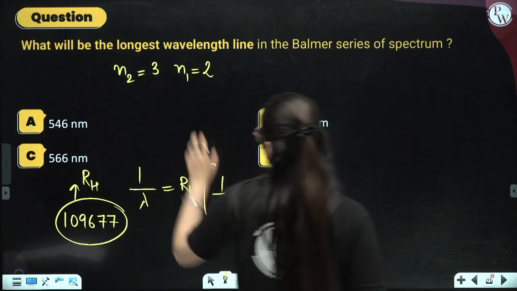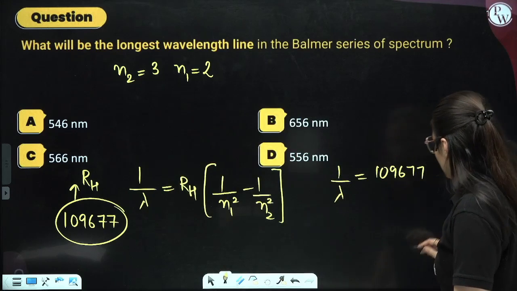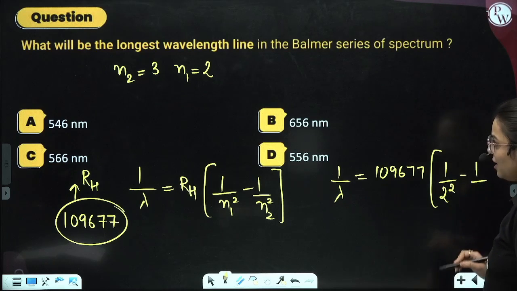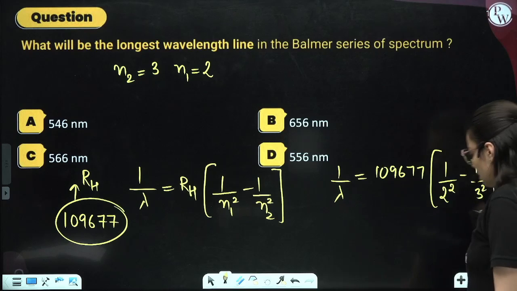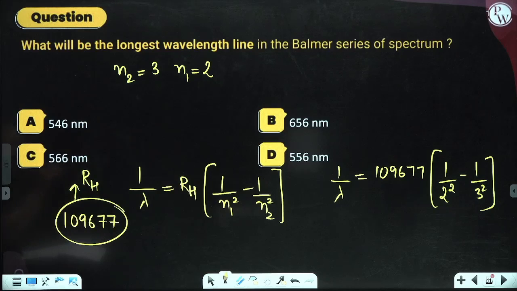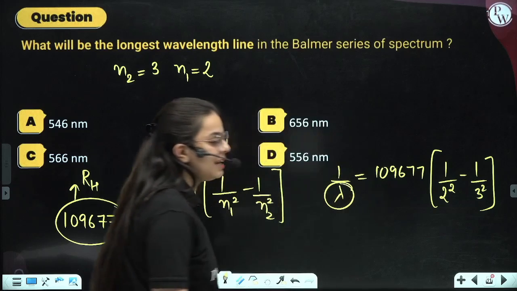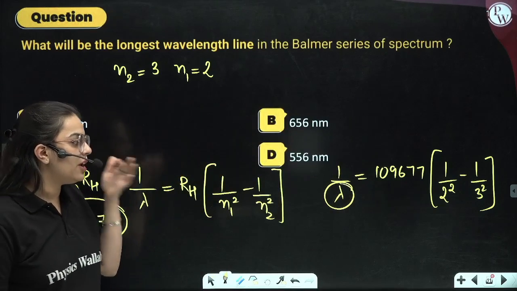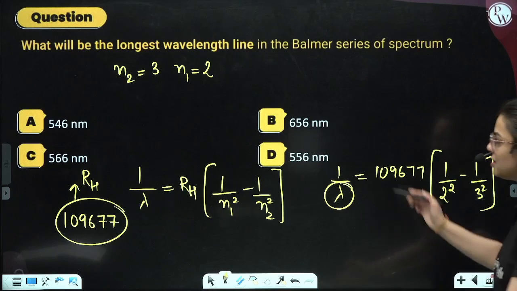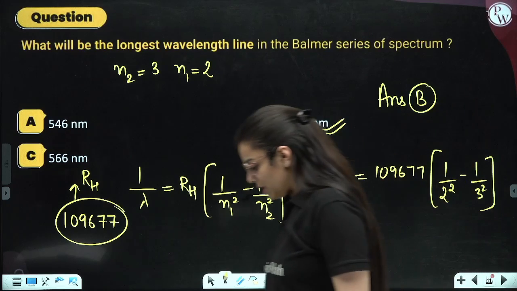So now here we need to calculate wavelength. So 1 by lambda is equal to 109677, right, into 1 by N1 square. N1 over here is 2. So 2 square minus 1 by N2 square, that is 3 square. Over here students, when we have written all of these values and when we solve it out, we will get our answer for lambda, that is our wavelength. When you solve it and cross multiply, you'll get your answer in centimeter. Then you need to convert it into nanometer and you shall get option number B as the correct answer.